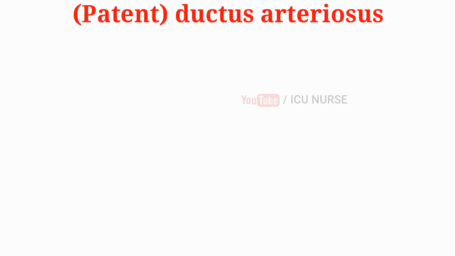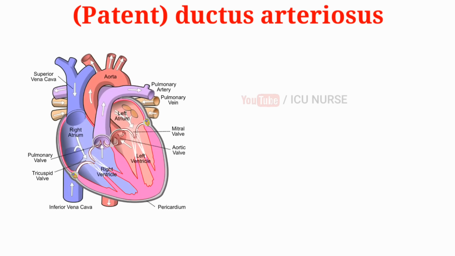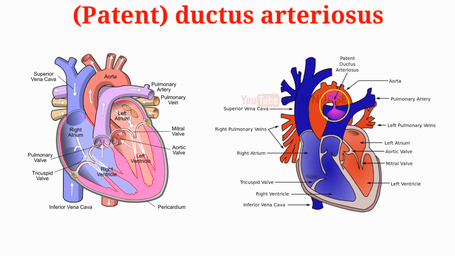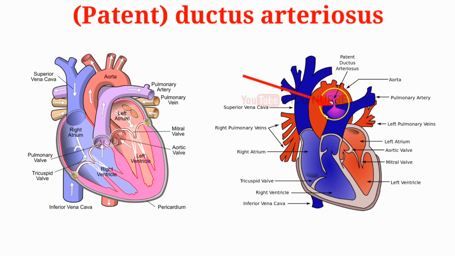The ductus arteriosus is a fetal blood vessel that normally closes soon after birth. In a patent ductus arteriosus, the vessel does not close but remains patent, resulting in an abnormal transmission of blood from the aorta to the pulmonary artery.